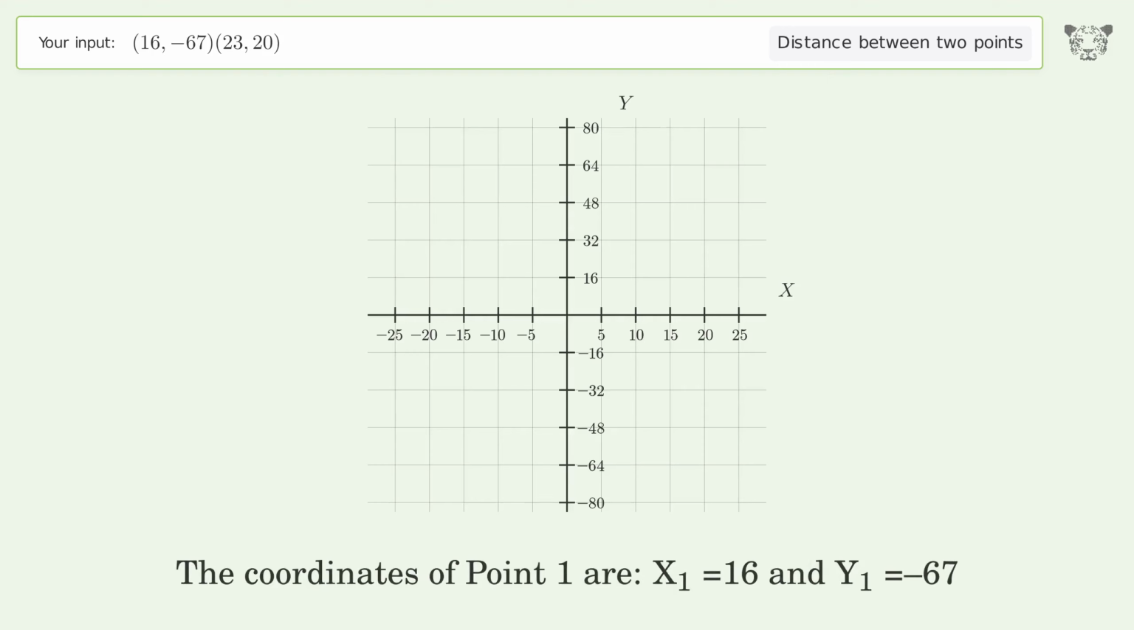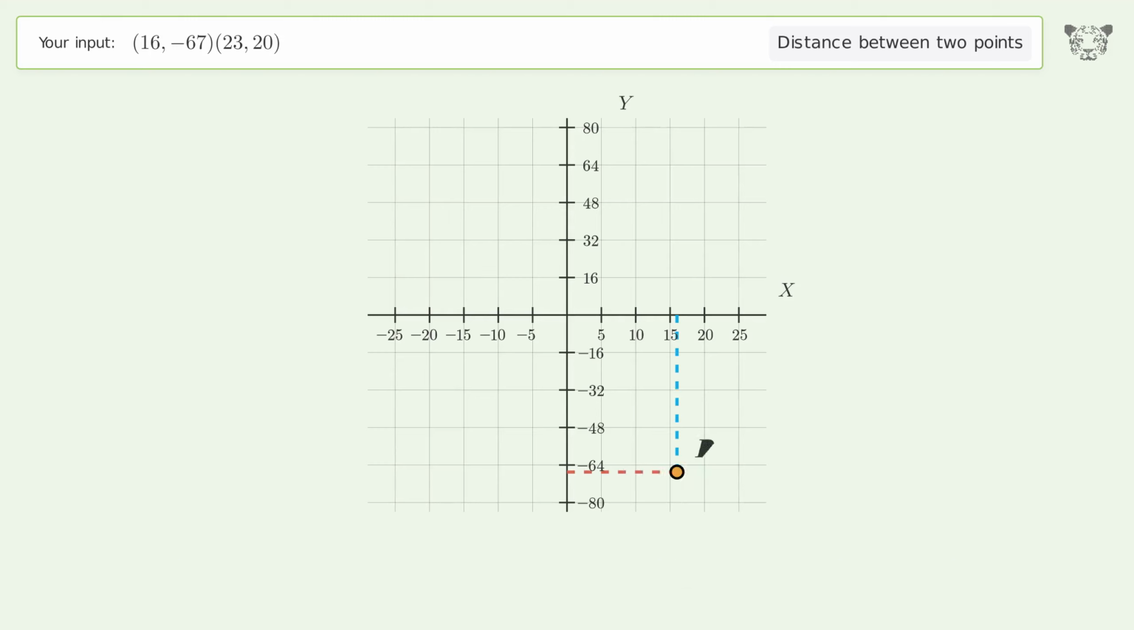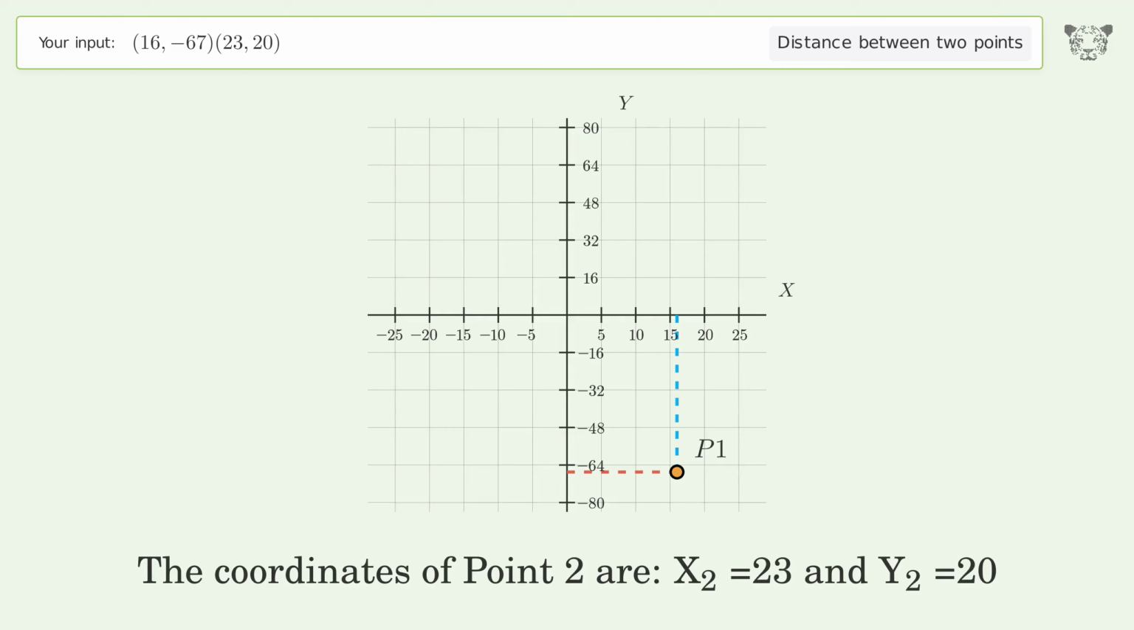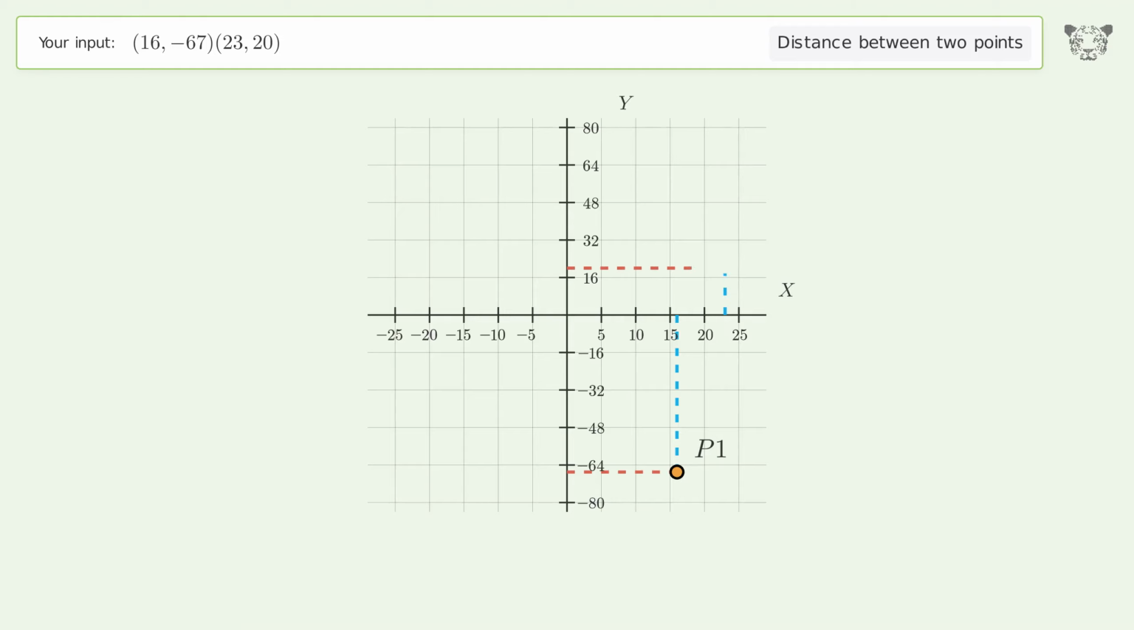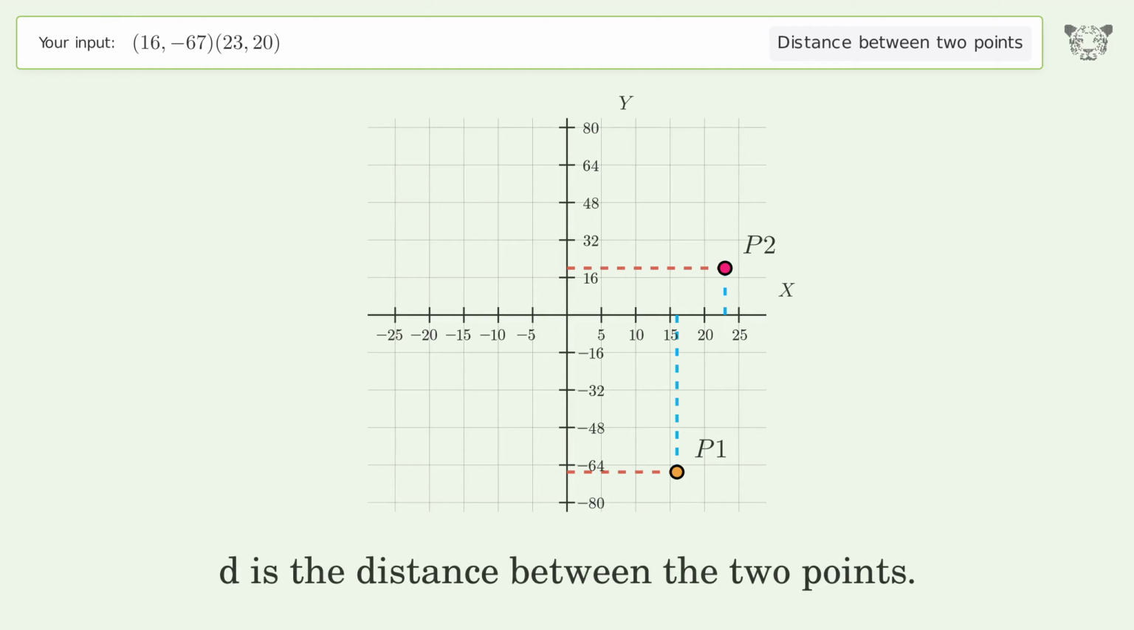The coordinates of point 1 are x1 equals 16 and y1 equals negative 67. The coordinates of point 2 are x2 equals 23 and y2 equals 20. D is the distance between the 2 points.